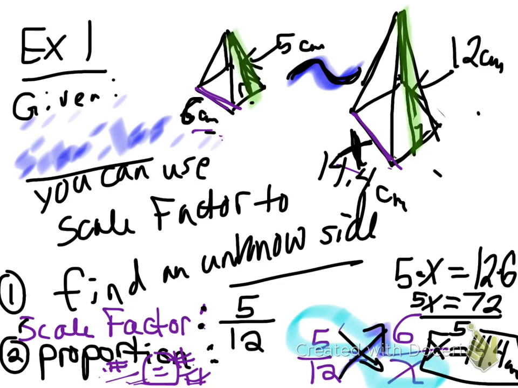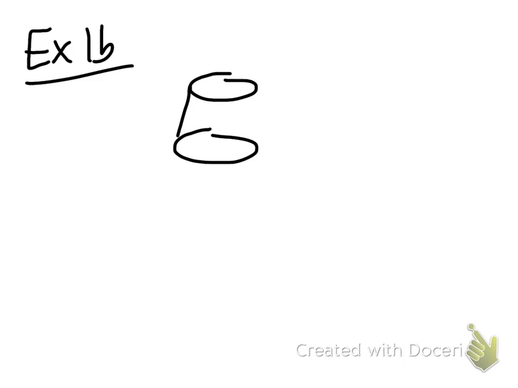Okay? So we were able to use the scale factor, the relationship we knew between the two similar pyramids, in order to find the unknown length. Alright, I'm going to have you do an example with this. This time, though, you're going to have 2 cylinders. Oh, my cylinders don't match up. 2 cylinders.